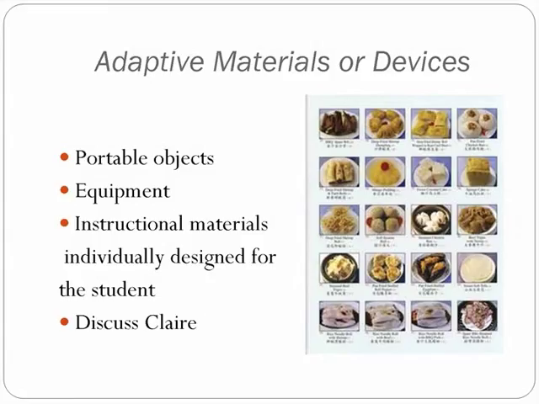Alright, so an example of adaptive materials would be portable objects, equipment, instructional materials individually designed for a student. I have a case study on a student named Claire that we'll talk about in class next week, and some adaptive materials that help make her successful in a regular ed classroom. This is a picture of a menu, and this is specially designed for this student because it has the words and the pictures on the menu.